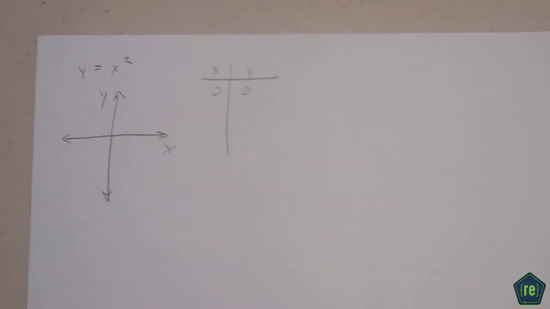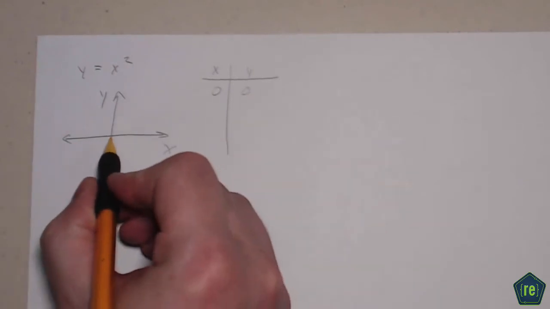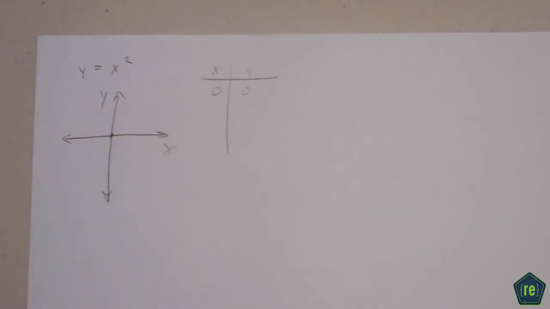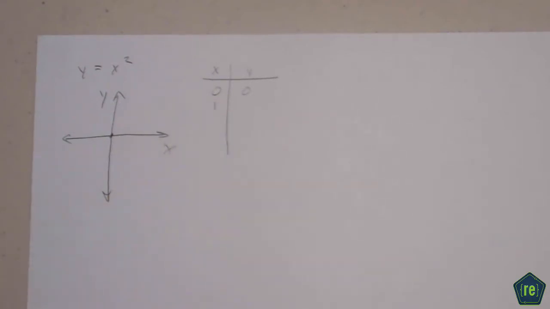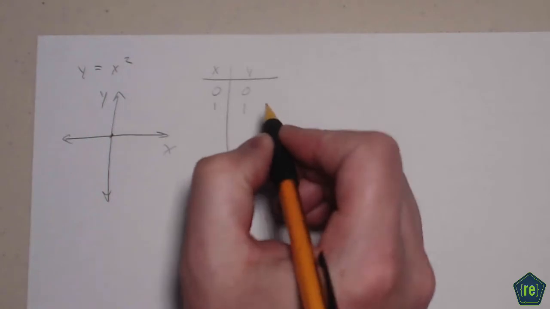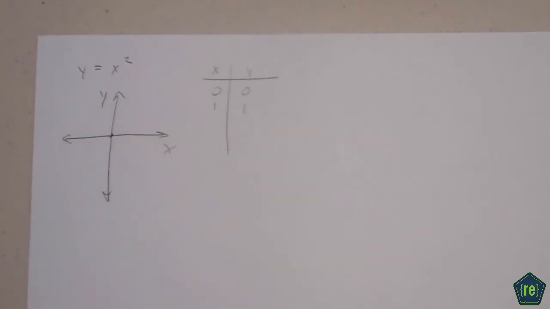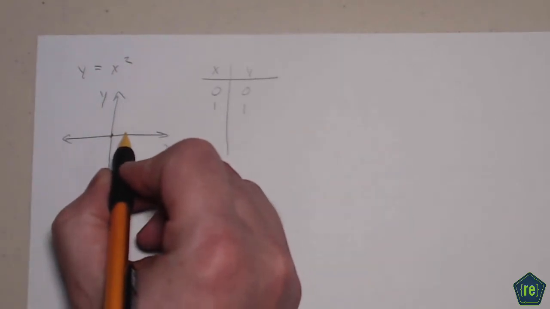And this means we have a point on our graph of y equals x squared at (0, 0), which we also call the origin. Okay, so another easy x to use is going to be x equals 1. And when x equals 1, we have y equals 1 squared, which is also 1. And again, this means we have an ordered pair on our graph at (1, 1).